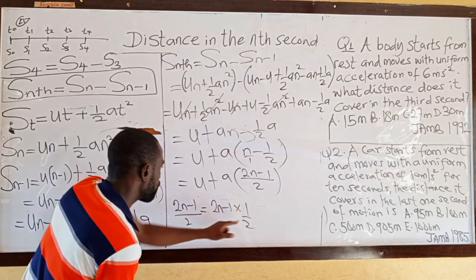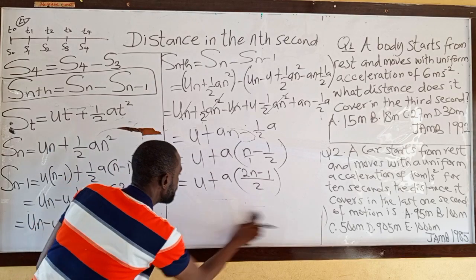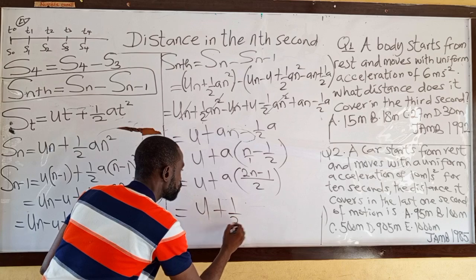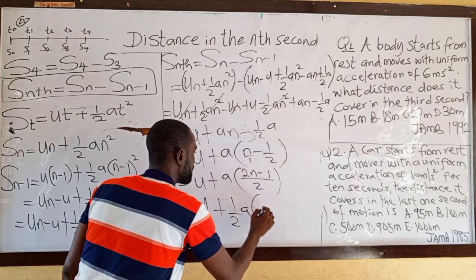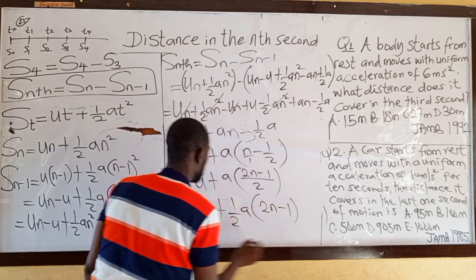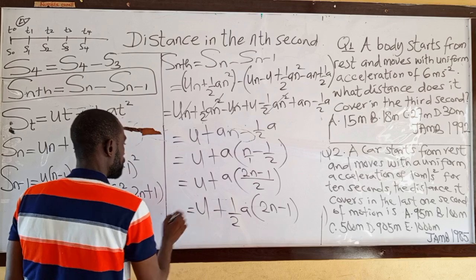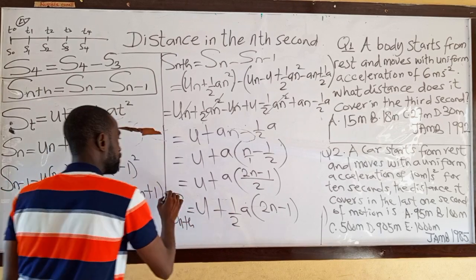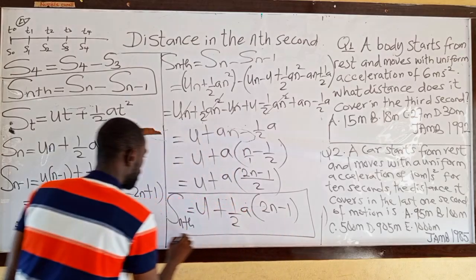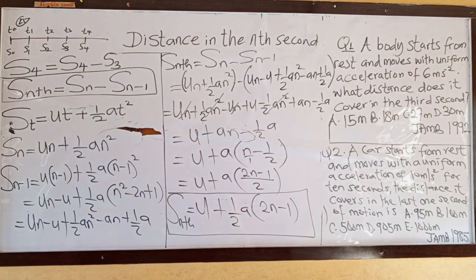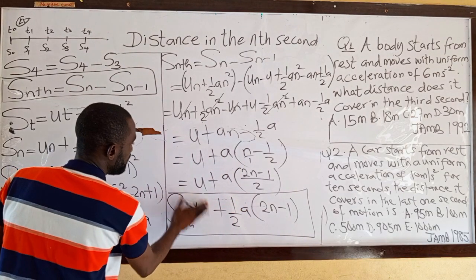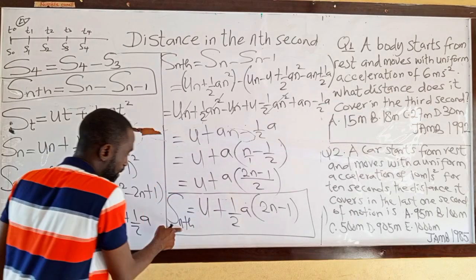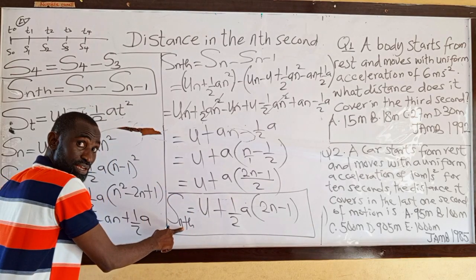So if I bring this 1 over 2 out, we are having final result equals to u plus 1 over 2a into bracket 2n minus what now? Minus 1. So this is the formula. This is our formula for distance covered by the body in the nth second of the motion. Where u is what now? The initial velocity. A is the acceleration and n is what now? The time given here. Fifth.